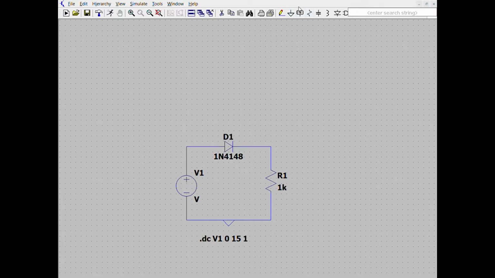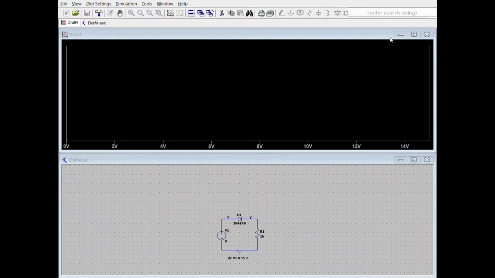After that, we put an X here and Y. So here's the circuit, and then we can click run. And then here we can change it to Vx minus Vy.